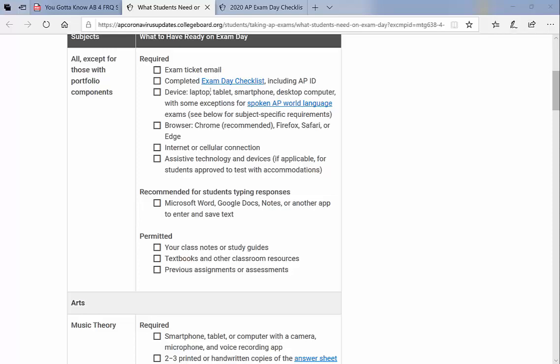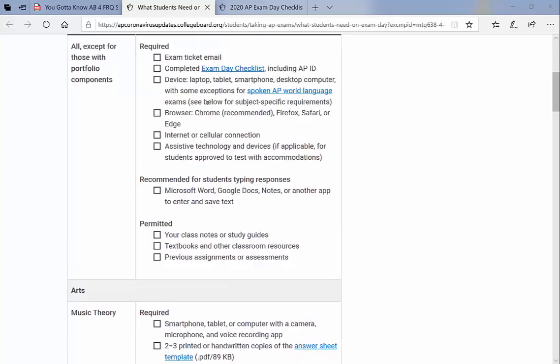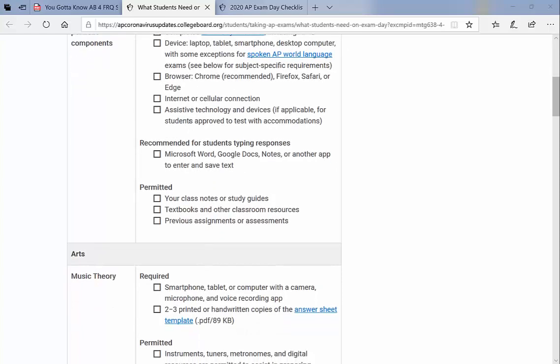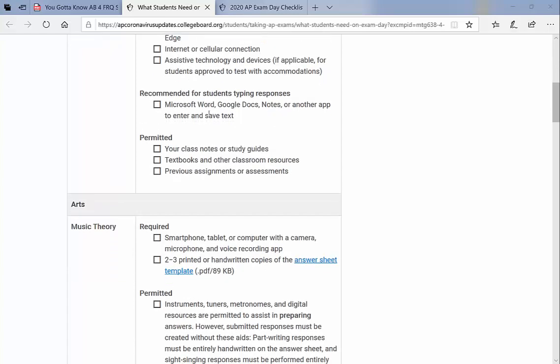So if you're wanting to do it that way, make sure you practice doing it that way by doing the demo exam on a computer, taking a picture on your phone, emailing it over. It'll just take maybe an extra minute in that upload time. So you need some kind of internet connection, a way to access the internet. And then we're not going to type responses, so we don't really need this.